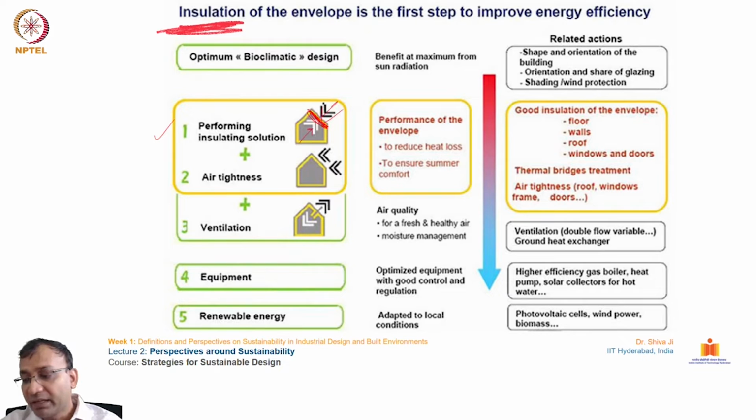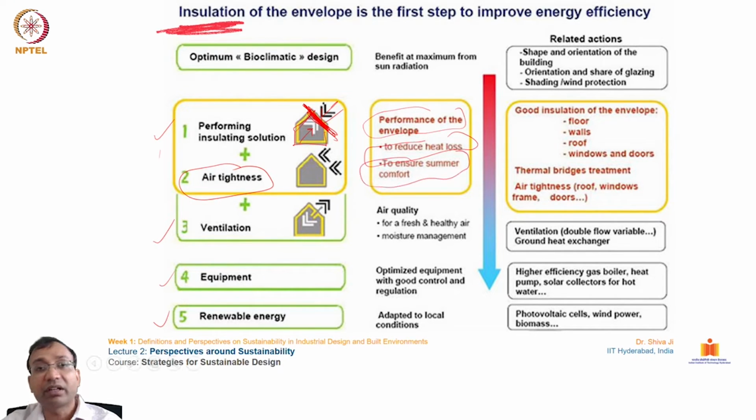The building surface, the building membrane, is the one element which interacts with the outside, the surrounding atmosphere. So how can we insulate and save as much as we can? Air tightness and ventilation, equipment and renewables. These yellow ones are about improving the performance, reducing the heat loss, ensuring summer comfort and winter comfort. And these ones improve the air quality inside the space, for fresh and healthy air.